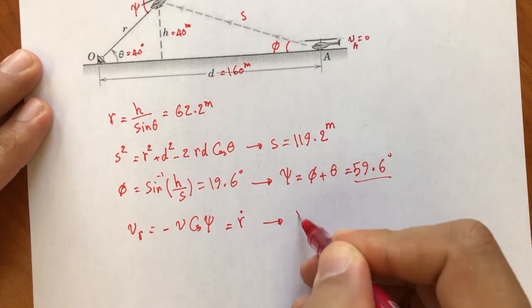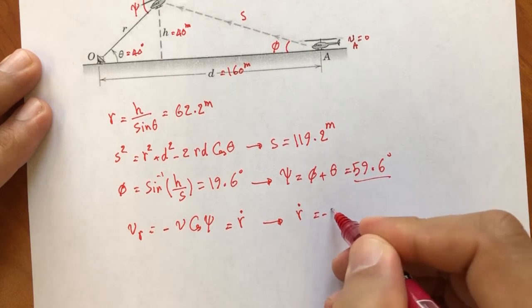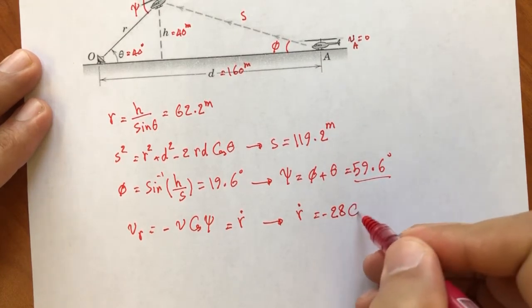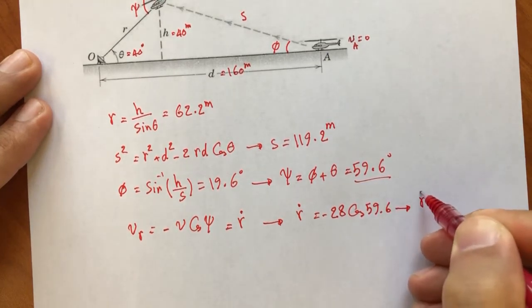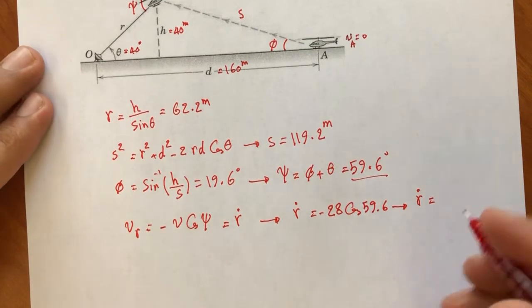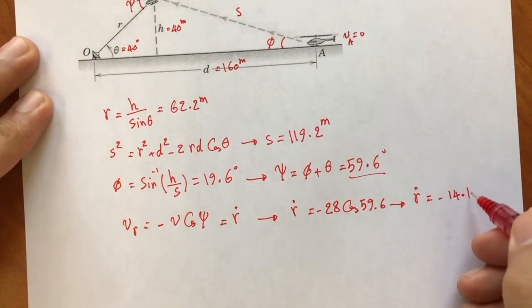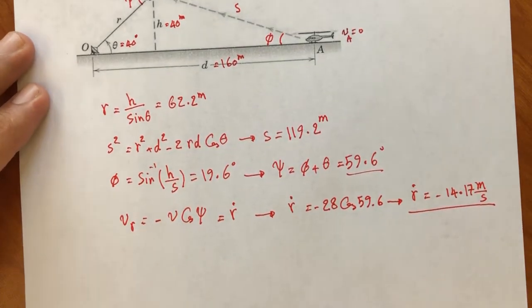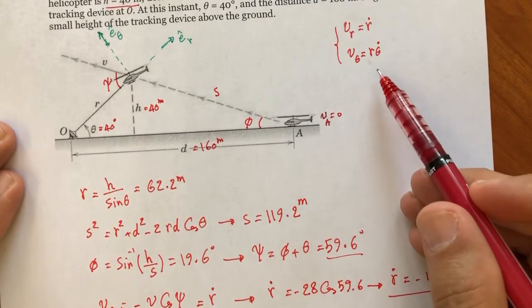So from here, r dot is going to be negative 28 meter per second times cosine of 59.6. So r dot is going to be equal to negative 14 plus 70 meter per second. That's r dot. Now, to find theta dot, I'm going to use this equation, right?